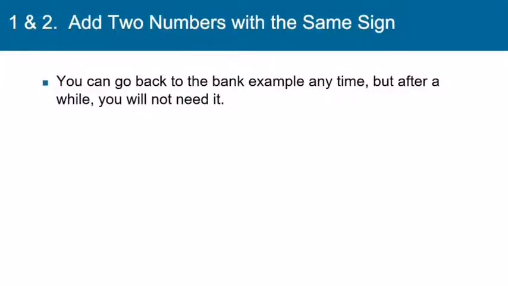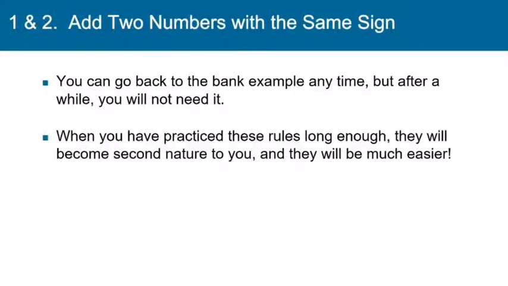So now that you've worked through some examples of adding positive and negative numbers, you know how it works. So you can go back to this bank example anytime that it's helpful to you, but after a while you'll find that you don't need it, because when you've gotten enough practice with these rules, they'll become second nature to you, and adding positives and negatives will be much easier for you. If this is something that's given you trouble in the past, then right now you might feel a little shaky with it, but it's just a matter of practice.